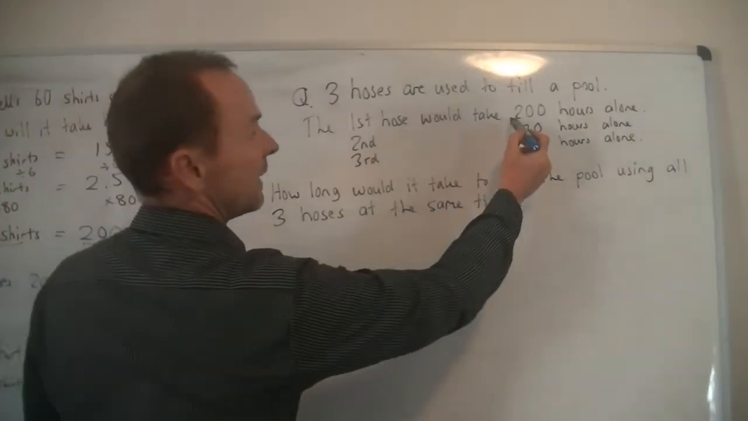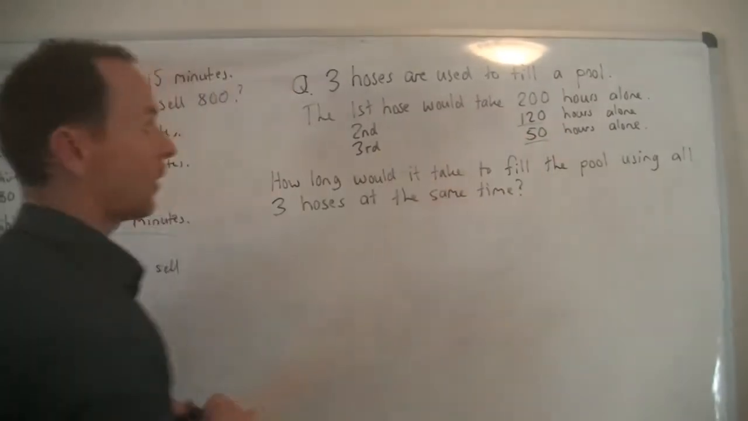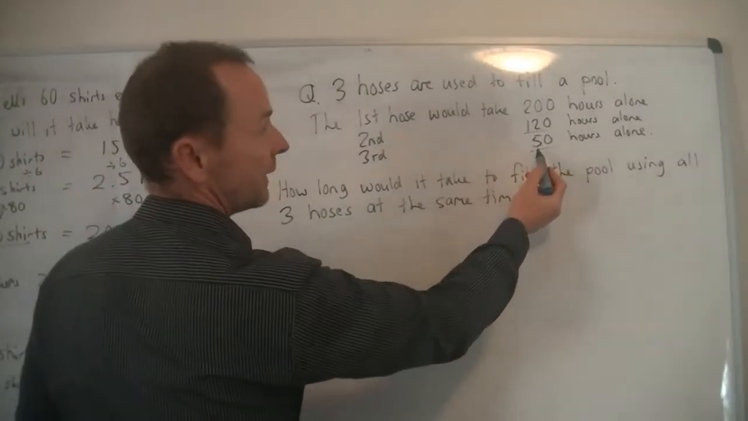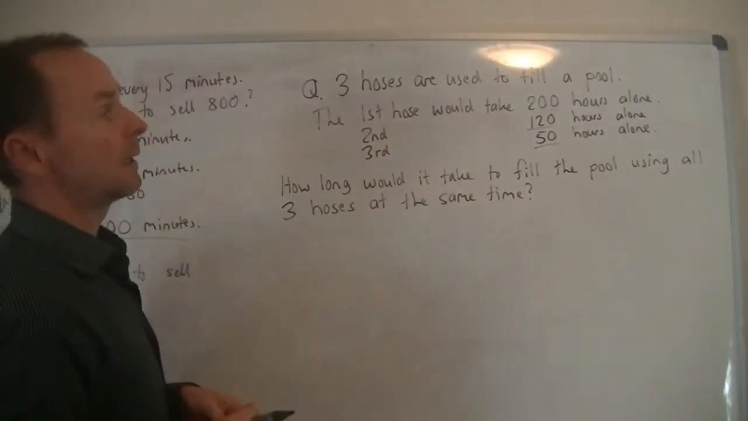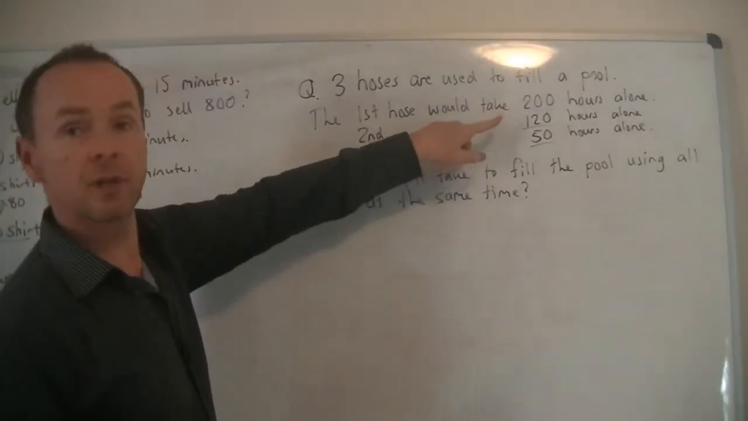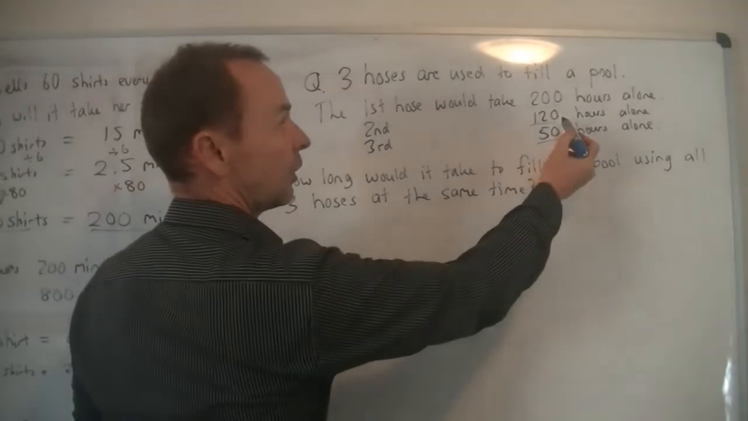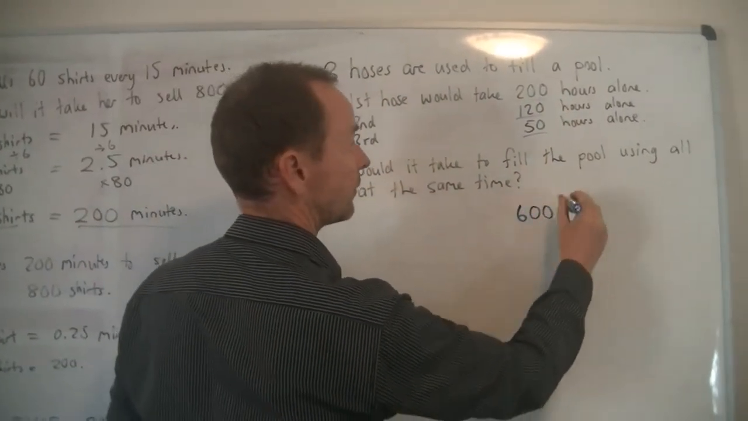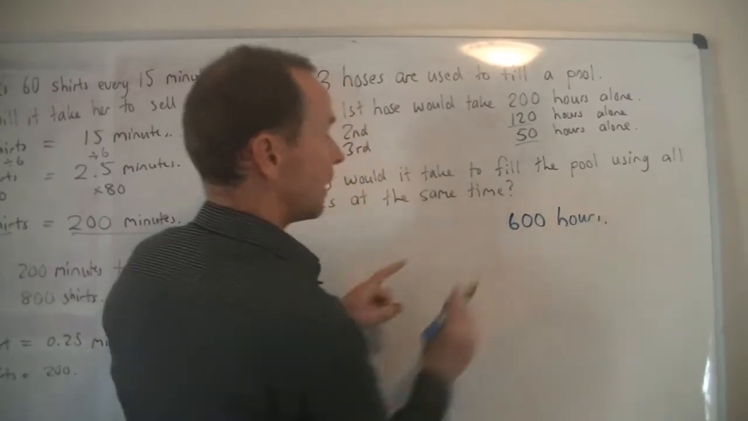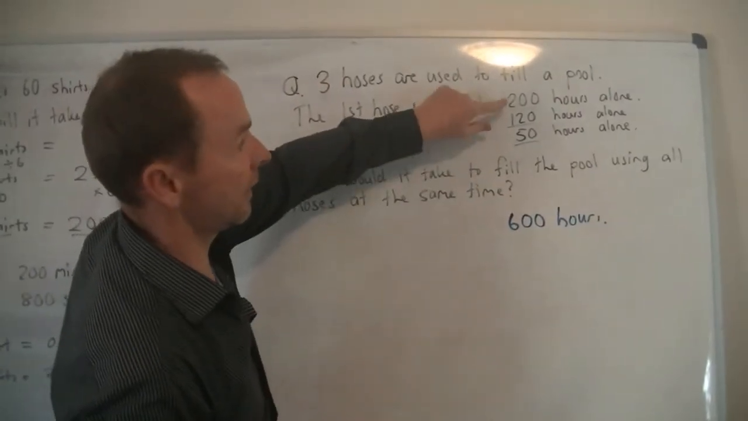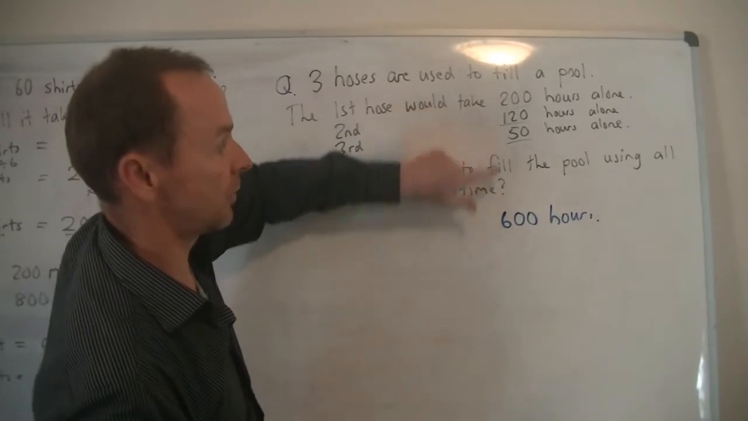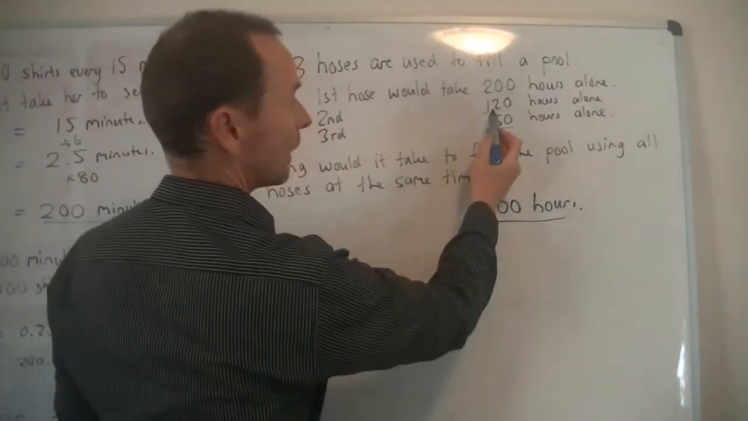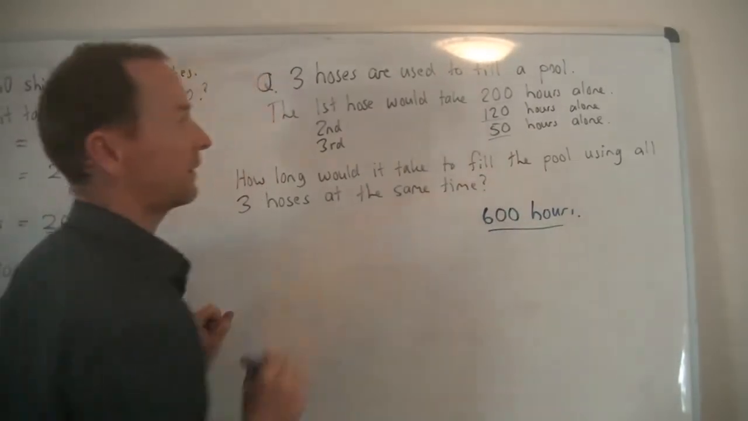What you need to do from these 3 times is find the lowest common multiple. So 200, 120 and 50. What number do all these 3 numbers divide into? If you know your times tables and use a bit of common sense, you can see 600 hours. So that's the lowest common multiple of those 3 numbers. 200 goes into 600, 120 goes into 600 and 50 goes into 600.